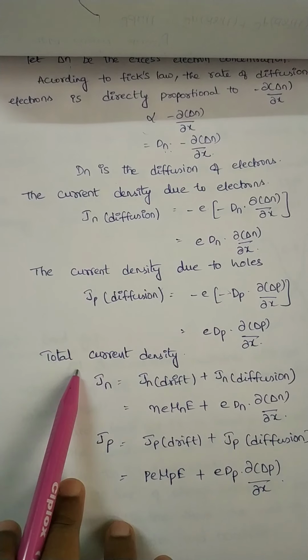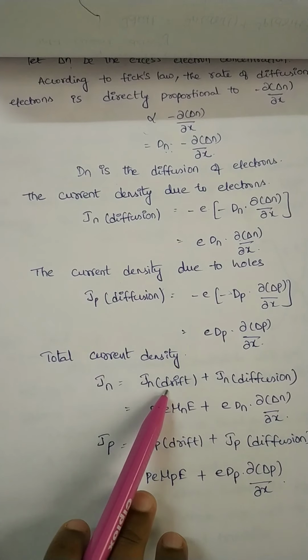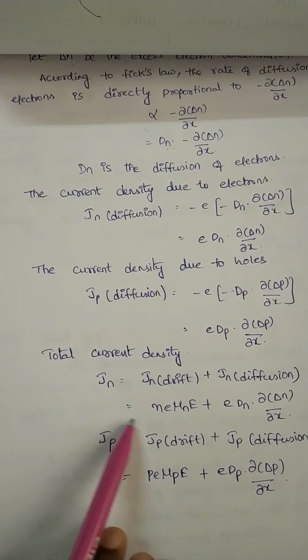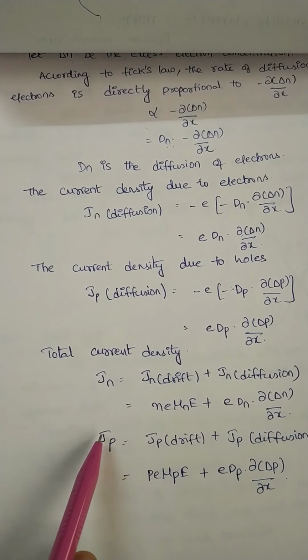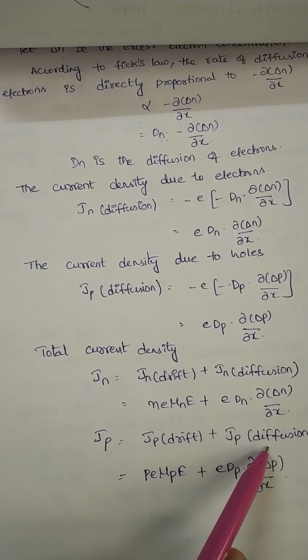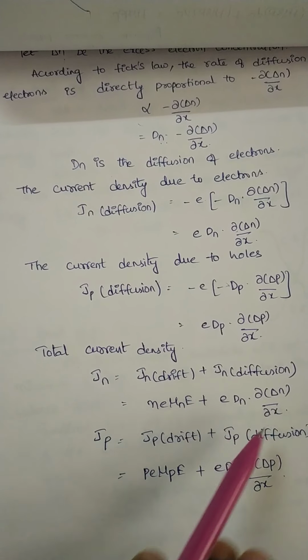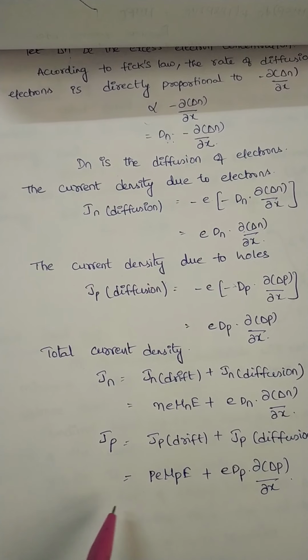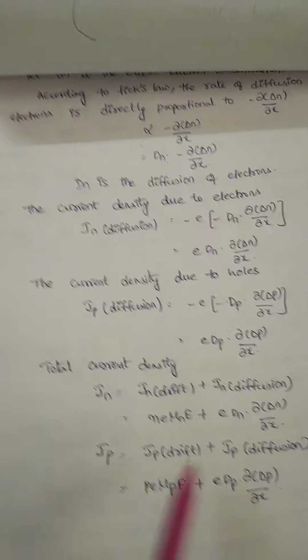Now we write the total current density in terms of drift and diffusion. Jn equals Jn drift plus Jn diffusion, and Jp equals Jp drift plus Jp diffusion. That means we are combining both the equations. We have to write up to this for drift and diffusion.